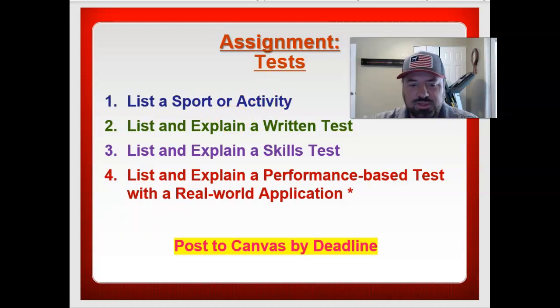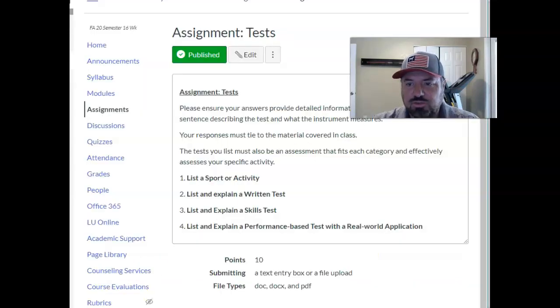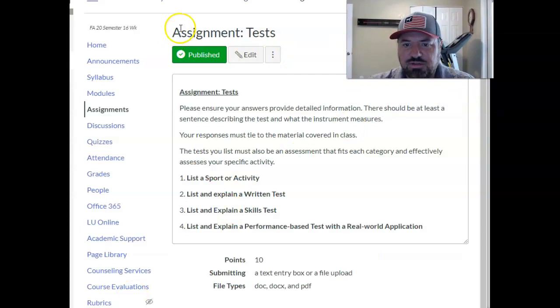Let me pull this up. This is what it looks like here on Canvas, the assignment test. Please ensure your answers provide detailed information, at least a sentence describing the test and what the instrument would measure. Your responses need to tie to the material covered in class, and then here's your 1 through 4. It's worth 10 points. Make sure you turn that in by the deadline.